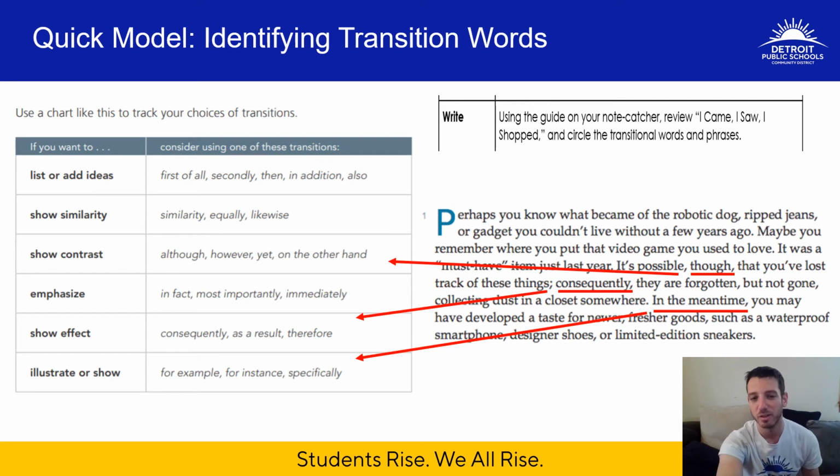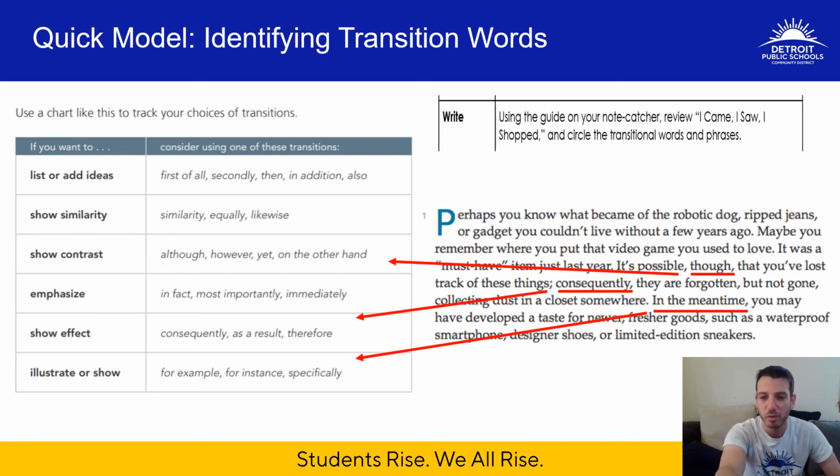So it's basically trying to illustrate or show that because these old items are in the closet collecting dust, in the meantime, you're probably developing new taste for things. So it's showing you that time has passed and you're basically moving on to something new.